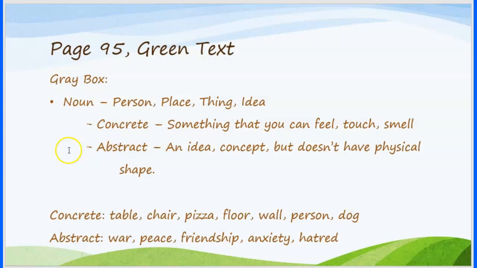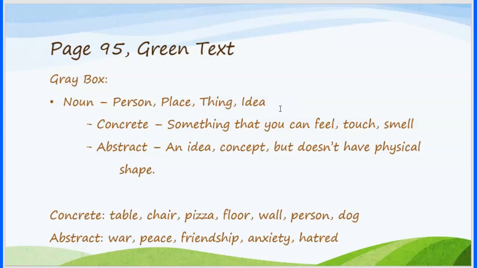So in our gray box, we see that there are nouns: person, place, thing, or idea. I could have asked any of you that and you would have told me what a noun is. Hopefully that's super easy. Now just a few weeks ago we did a writing assignment on concrete and abstract concepts, and we learned that concretes are something that you can feel, touch, taste. It's got a physical shape to it. Abstract is an idea or concept, but it doesn't have any physical shape.